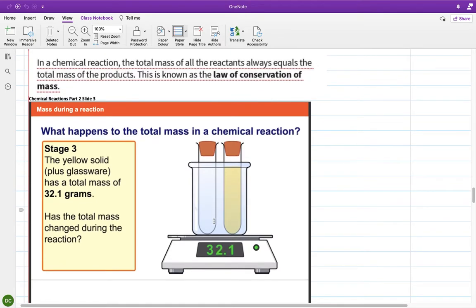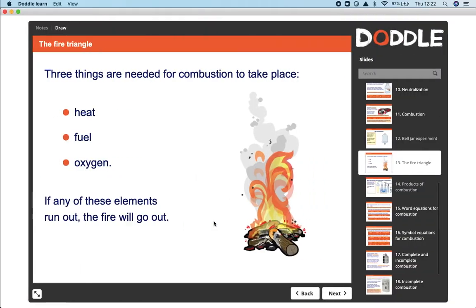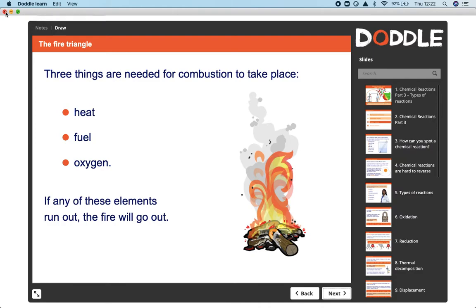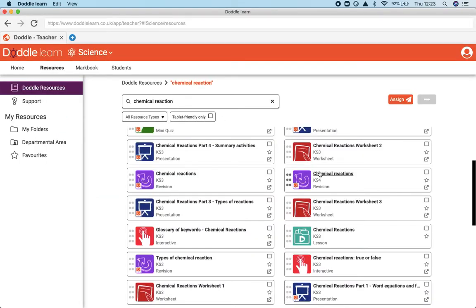In a chemical reaction, the total mass of all the reactants always equals the total mass of the products. It is known as the law of conservation of mass. That's really important. The total mass of the reactants is equal to the total mass of the products. So if I can show this to you, chemical reactions part 2. Just bear with me a second. This one.